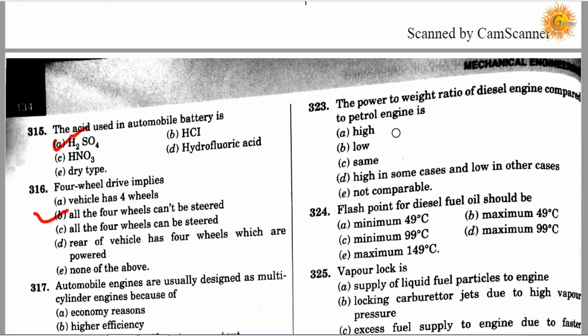Question number 323. The power to weight ratio of diesel engine compared to petrol engine is: option A, high; option B, low; option C, same; option D, high in some cases and low in other cases; option E, not comparable. Correct answer is B, it is always low.